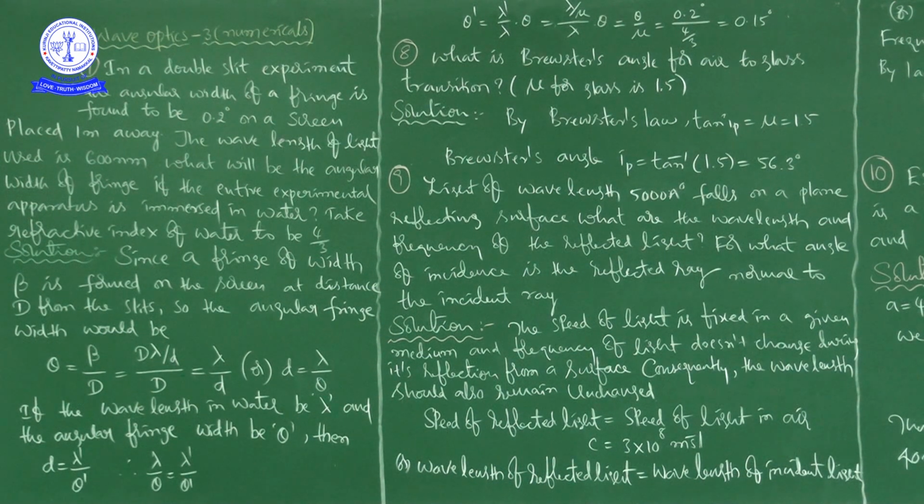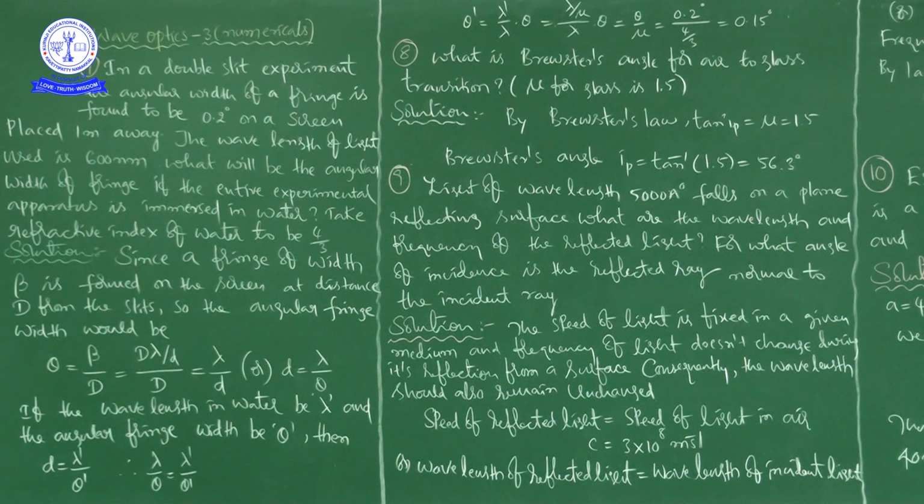So theta you already know is 0.2 degrees given, and mu is 4 by 3. So the final answer will be 0.15 degrees. 0.15 degrees is the angular fringe width when the entire experimental setup is kept in water or immersed in water.